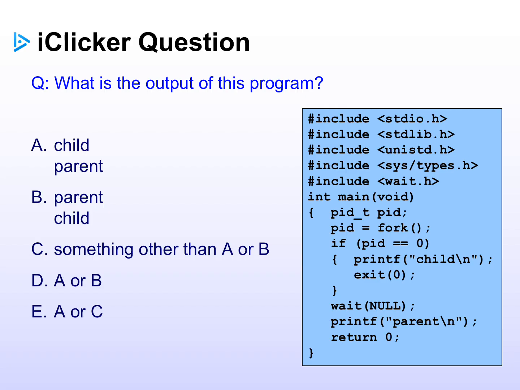Here's a program that forks as we've been doing, but now has a wait call as well. What will it print? Pause the video here and see if you can trace it. The answer is A. Let's trace.